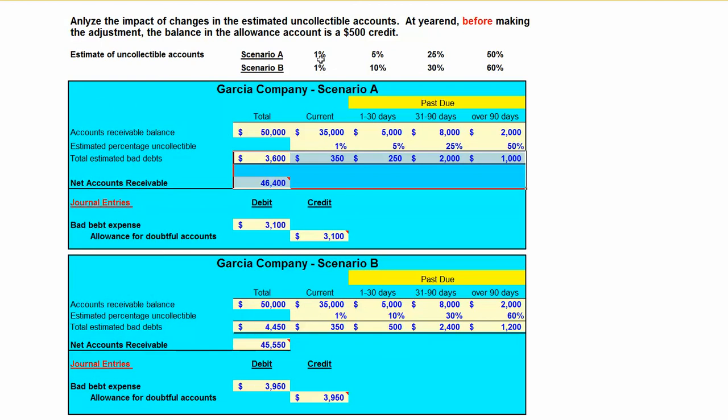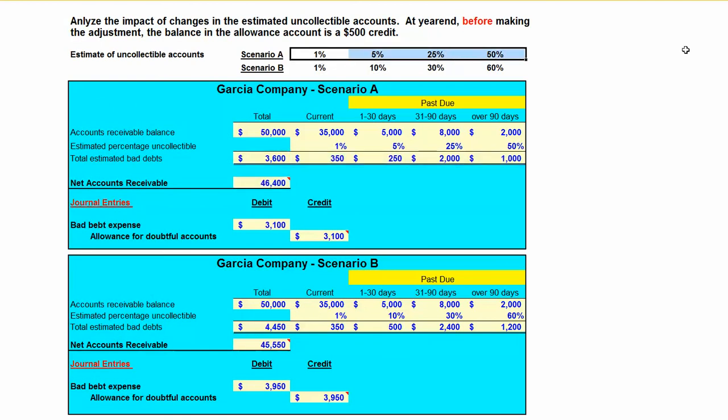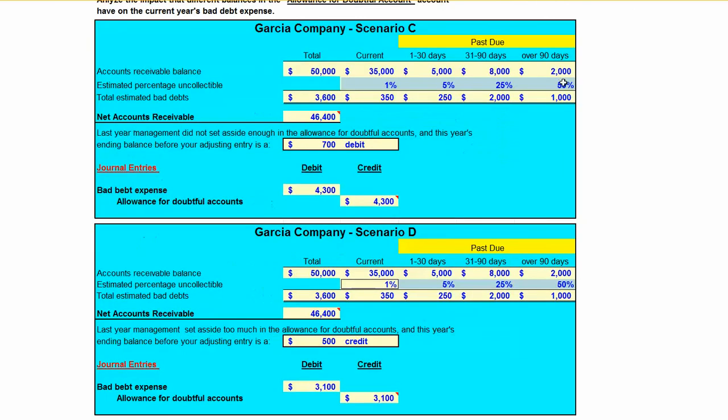Thus, we can see when management is overly optimistic concerning collections of current year's accounts receivable, we will have a lower estimated uncollectible amount, and we will report a lower bad debt expense for the current year, $3,100 versus $3,950. If we assume the same estimated uncollectible accounts for the current year, then prior year's estimated allowance will impact the current year's expense.